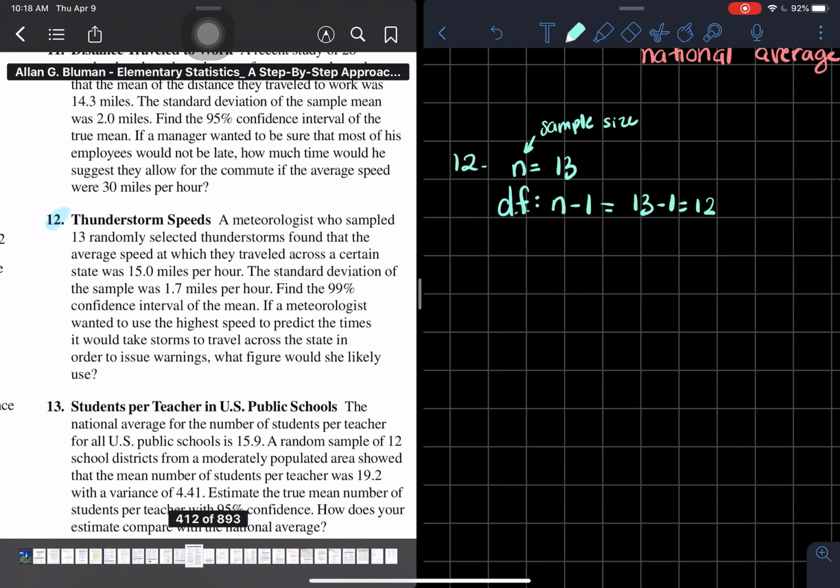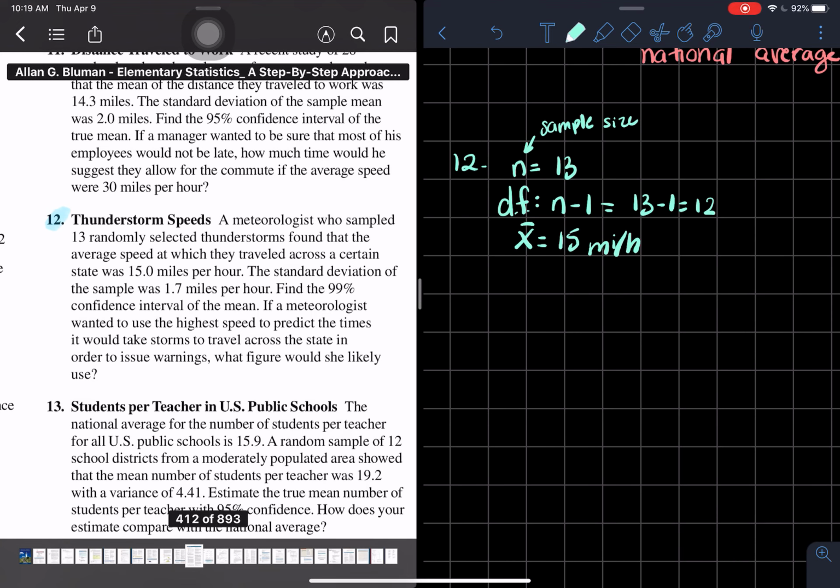Now I need to keep on reading to see what they gave me. It says selected thunderstorms found that the average speed at which they traveled across a certain state was 15 miles per hour. The average speed of those 13. So this means that this is my sample average rather than my population average, right? This is my population. But here, she's only talking about the 13 that she selected. And so my average is going to be 15 miles per hour. Okay, so now I know my average.